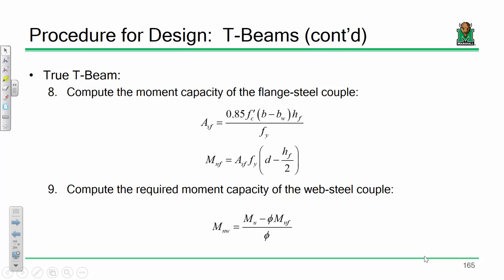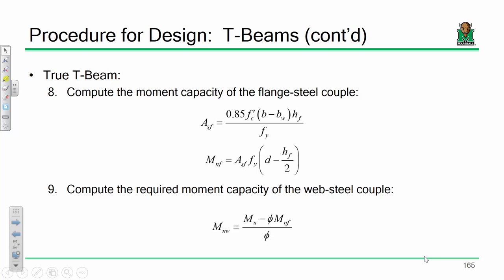So, Mn is Mnf plus Mnw, right? So that means phi Mn is phi Mnf plus phi Mnw, right? When you're in design mode, set that equal to Mu. We know that, we don't know this. So Mnw is Mu minus phi Mnf, divided by phi. So, same thing.